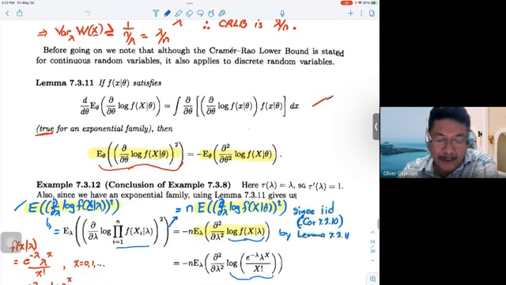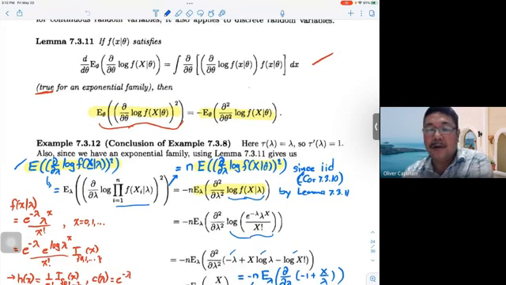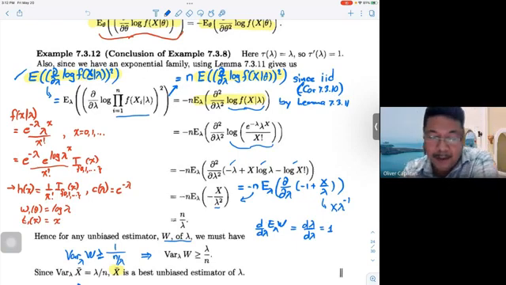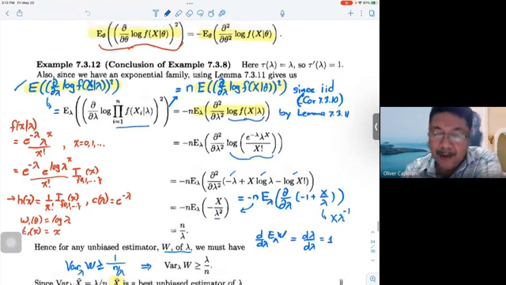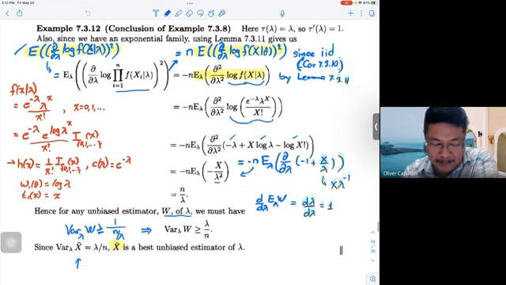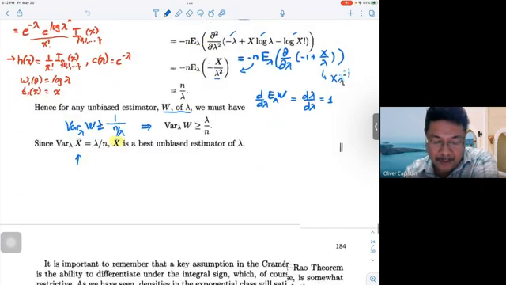Okay, so we have an example here in which we illustrate Corollary 7.3.10 and at the same time Lemma 7.3.11. We use the same example, in which we now have a random sample coming from a Poisson distribution with parameter lambda.